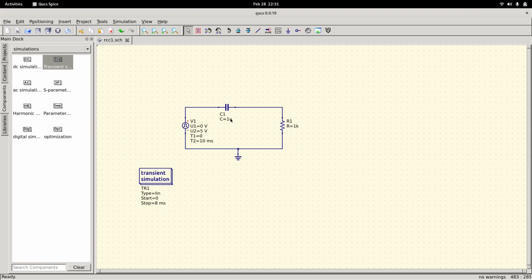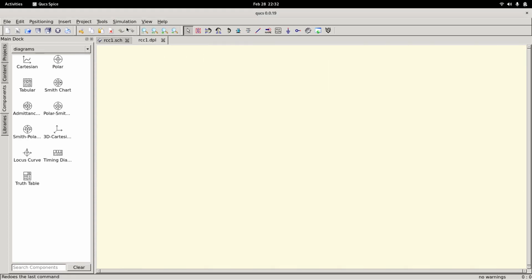Our circuit has a 1 millisecond time constant. We set the pulse to remain 10 milliseconds, which is much higher than 5 times the time constant. The circuit is in a stable state or the steady state. And we are running the simulation for 8 milliseconds, again greater than 5 times the time constant. Now go to simulation, click on simulate or press F2. The circuit will be simulated. Now the simulation is over.